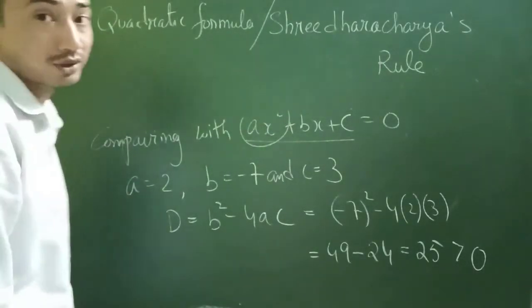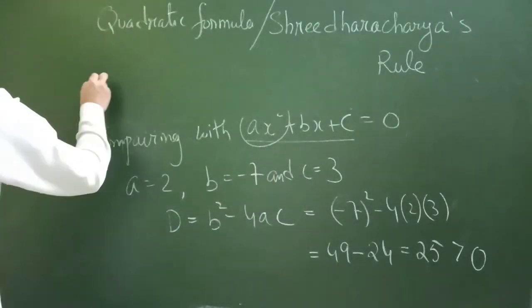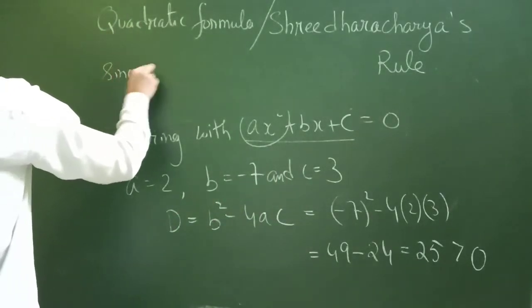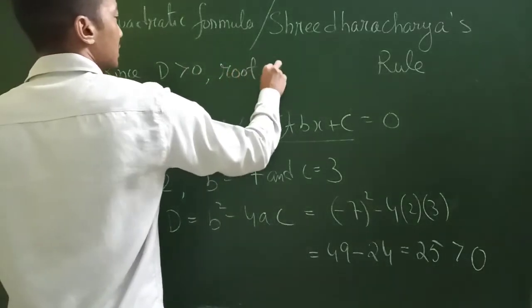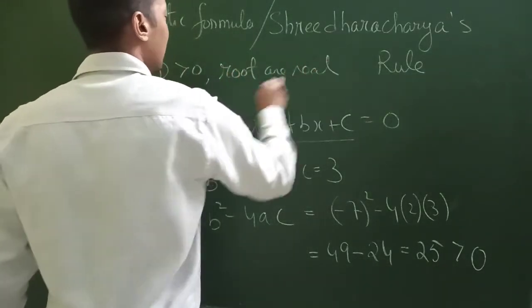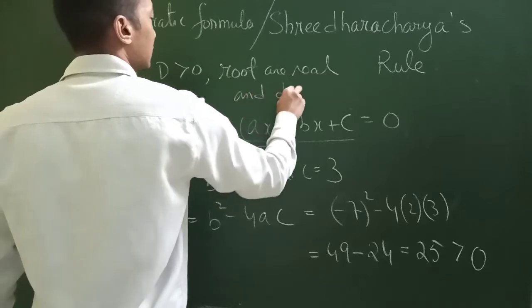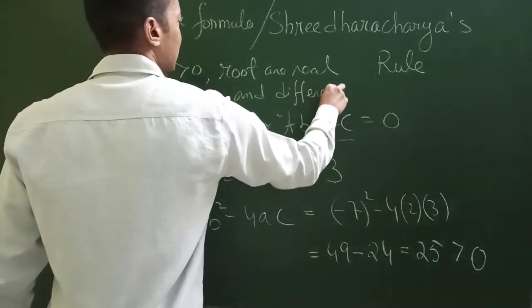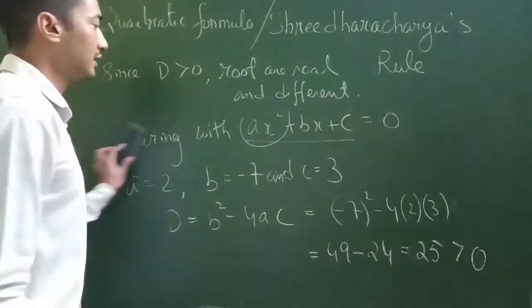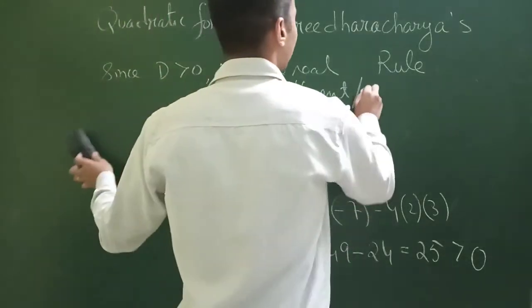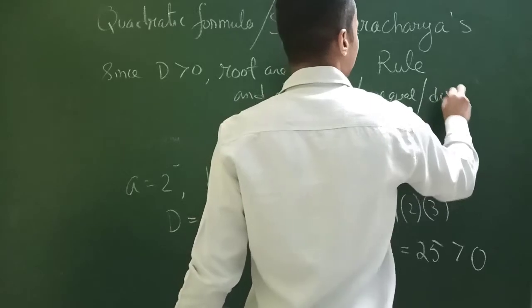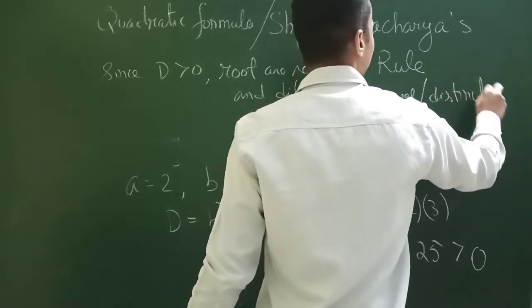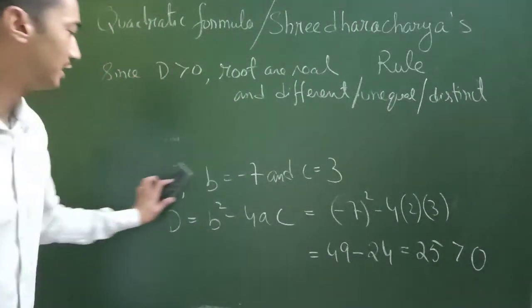Please, I hope you have brought your pen and paper. Please start solving with me. So since D is greater than 0, we can easily proceed now. Roots are real and different. You can also write unequal, or you can also write distinct. All of them have the same meaning.